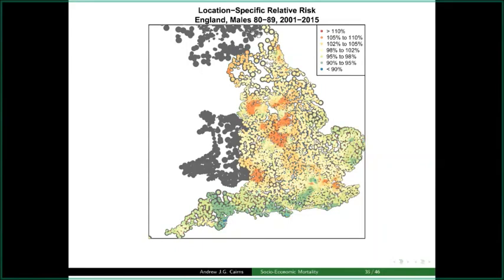And then lastly, for 80 to 89, a different picture again. The hotspots are now moving up towards the north, but again, they're not so widespread in the north compared to the south.